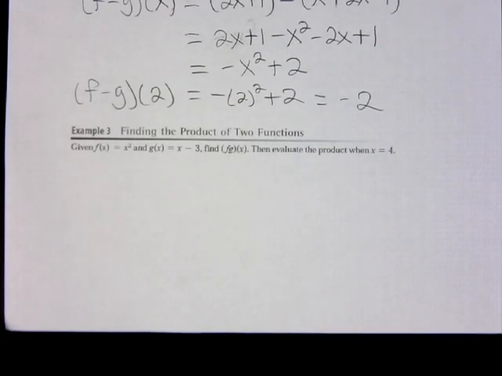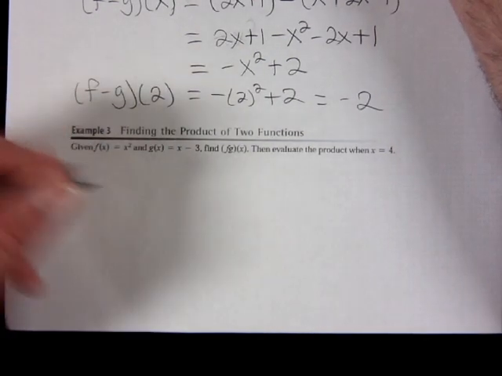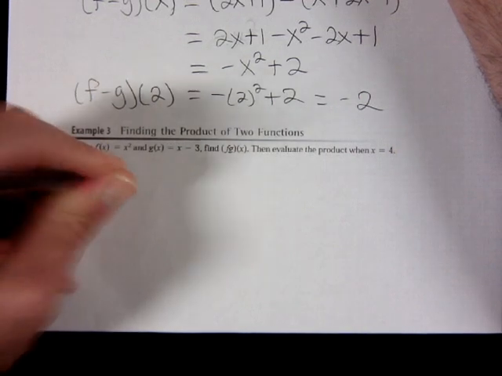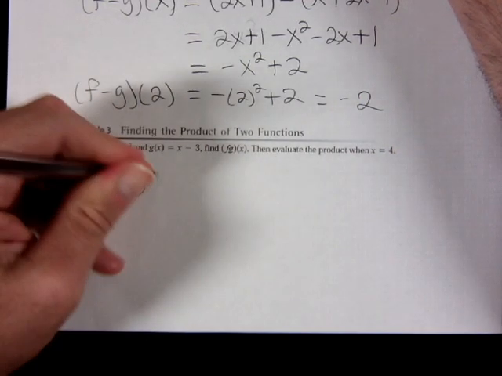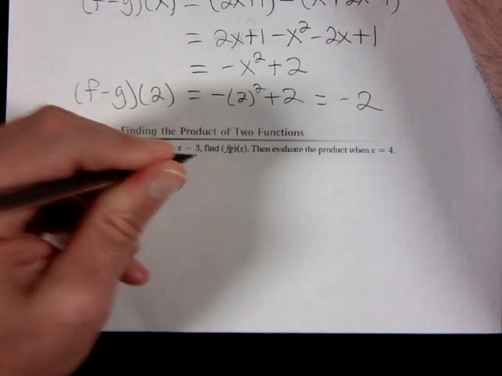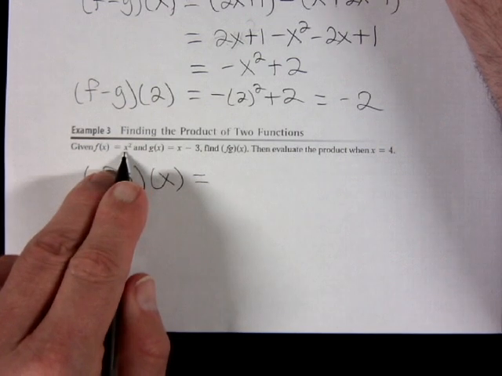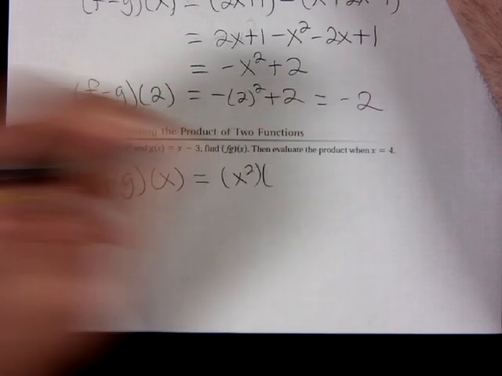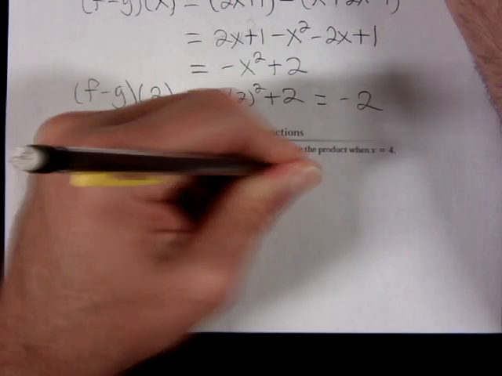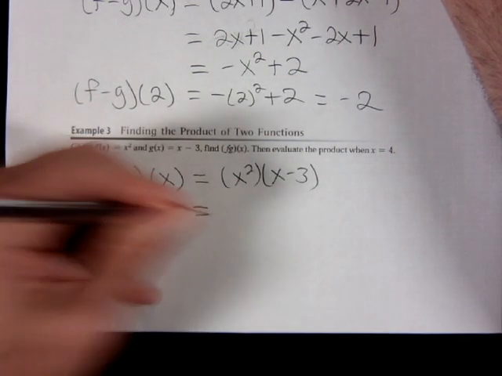Okay, there is one more we want to take a look at here, and that's one where we are taking the product. And so on this one, I want to find f times g of x. And so again, that's defined to be f of x, which is x squared, times g of x, which is x minus 3. Okay, so the first thing that we'll do is simplify that to see what the new function is.